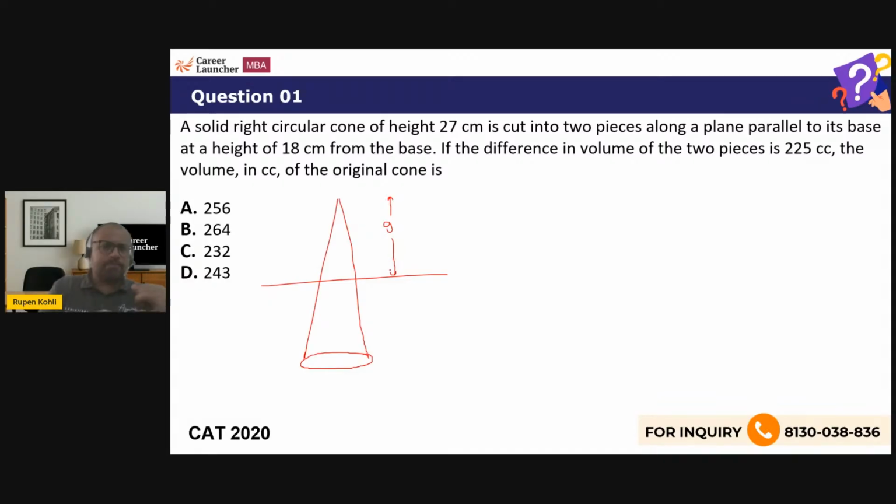This is a very basic question where you have to understand that the volume of a cone is 1 by 3 pi r square h. Now, for the smaller cone, when the height changes, the radius will also change, obviously. The radius and height are in the same proportion in the two cones, the smaller one and the larger one. So effectively the volume is proportional to height square into height, that is, height cube.